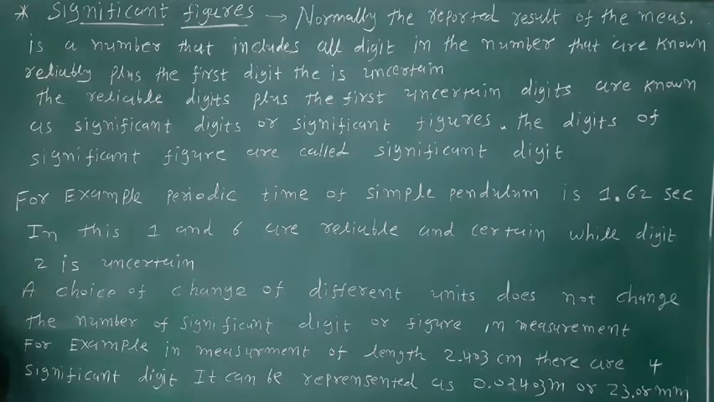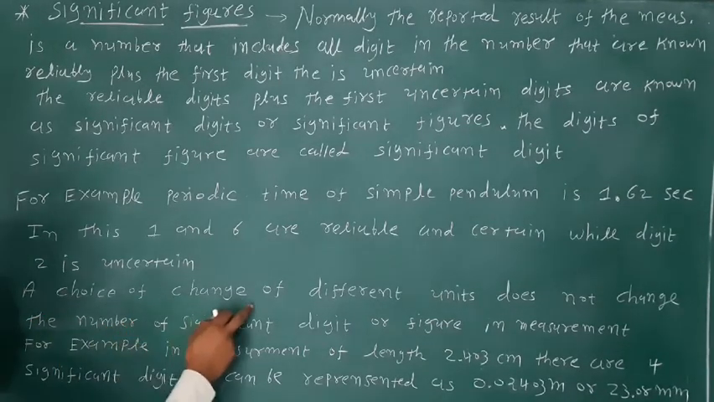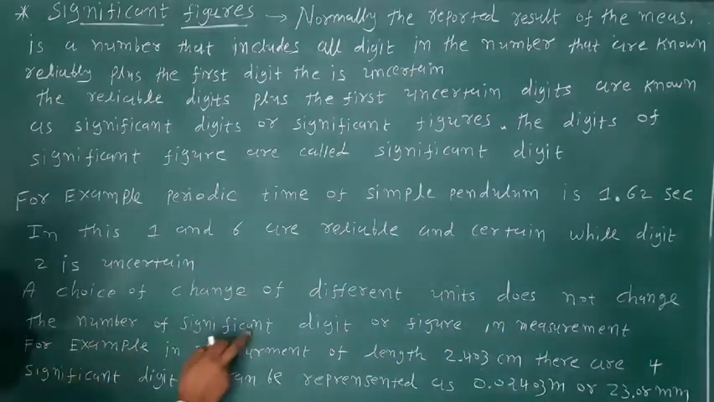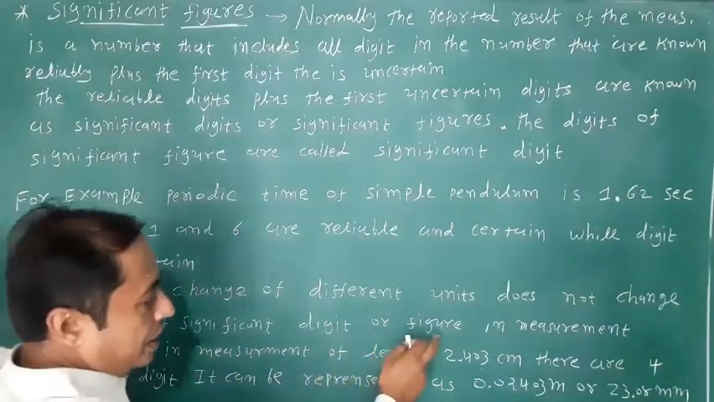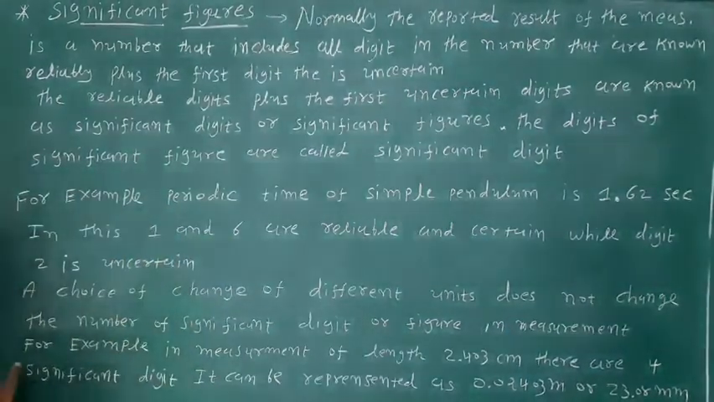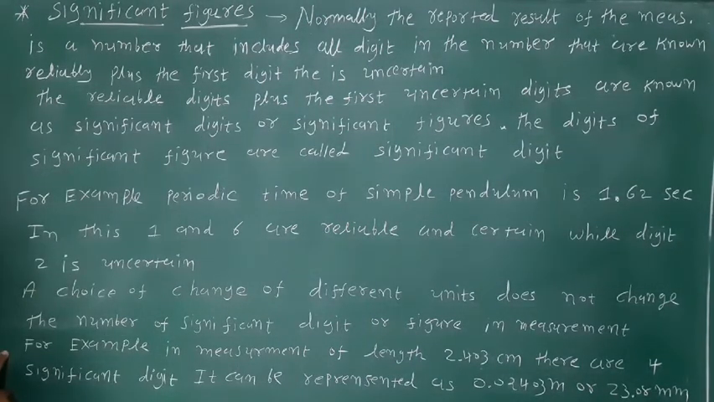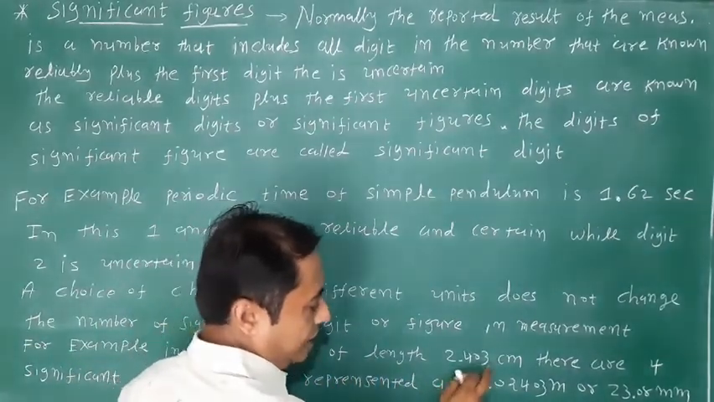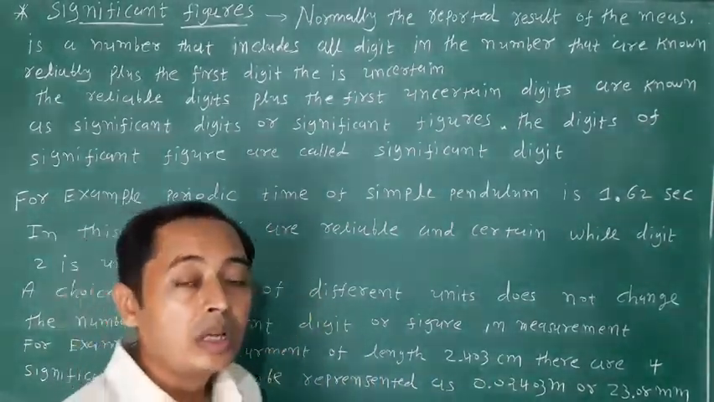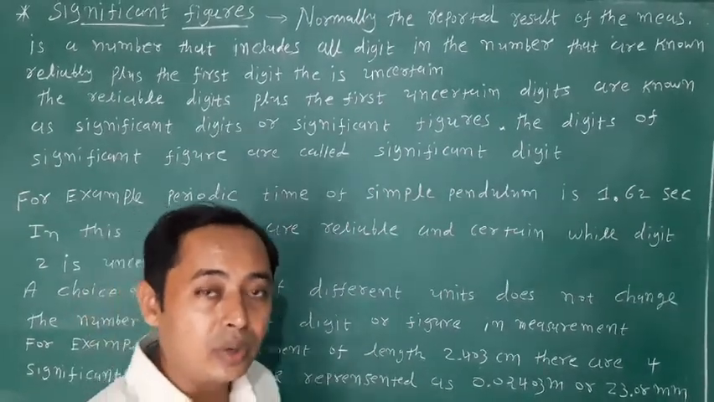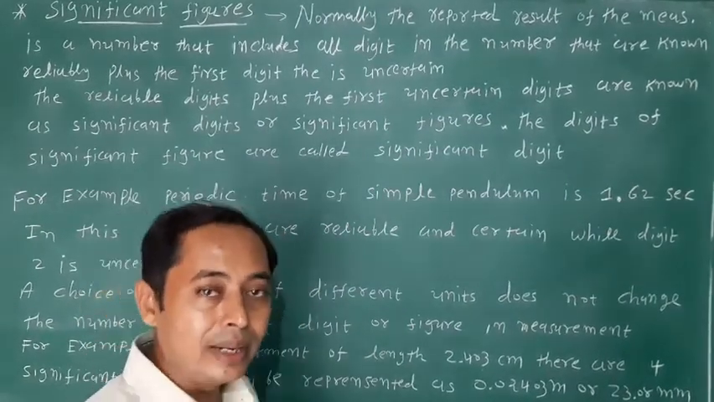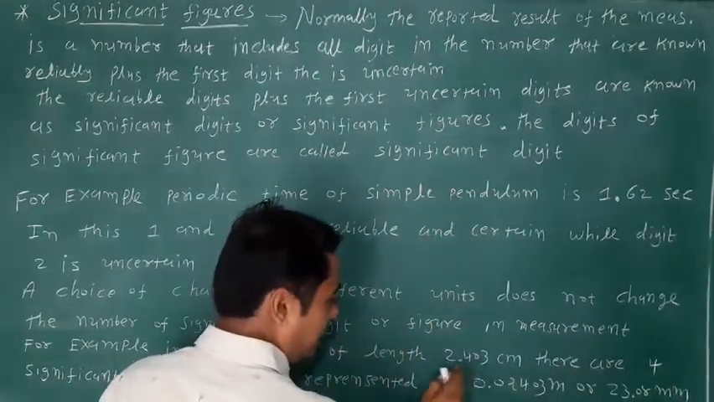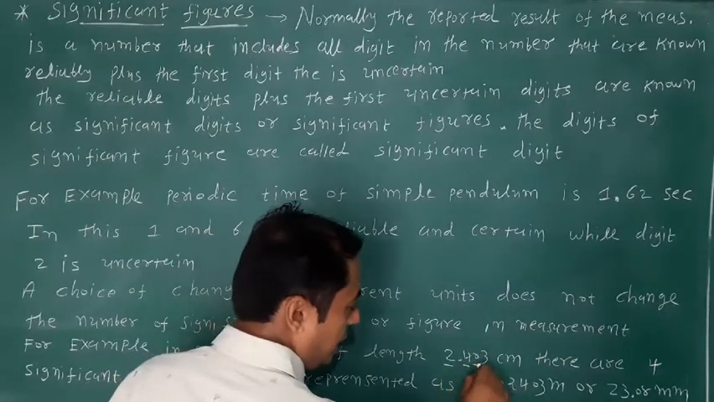Okay? So the choice or change of different units does not change the number of significant digits or figures in a measurement. So now we show an example. In measurement of length, suppose 2.403 centimeter. Suppose now we want to convert centimeter to meter or millimeter. We can write down, there are four significant digits, 1, 2, 3 and 4.